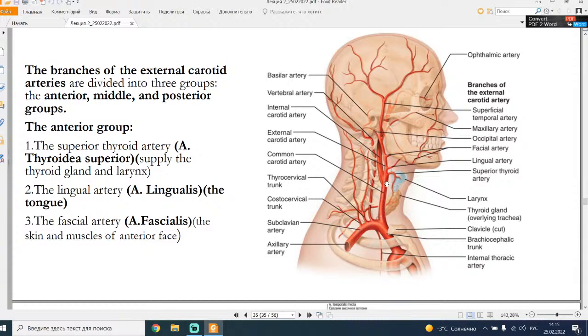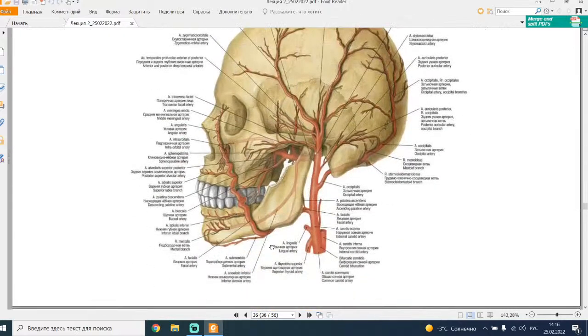What you see, this is the external carotid artery. This is the anterior group. Note: you see arteria lingualis, arteria thyroidea superior, anterior group, and you see arteria facialis, anterior group.